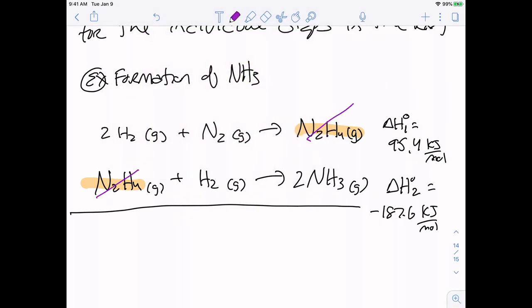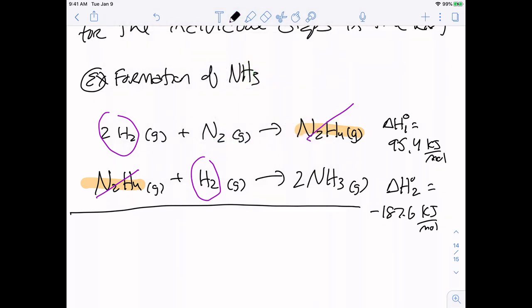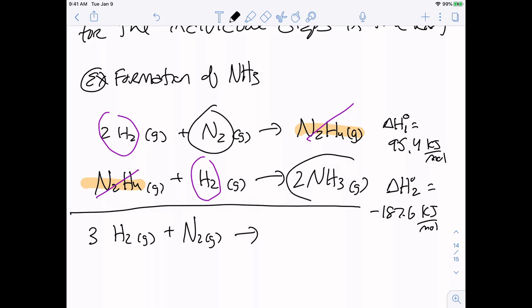And then here I have 2 hydrogen, here I have another hydrogen, so that's going to sum to 3 moles or molecules of hydrogen. So 3 hydrogen, and then everything on the product side needs to be on the product side, so I also have an N2. And then the only thing I have on my product side, 2 ammonia.